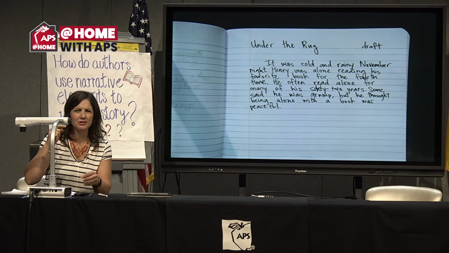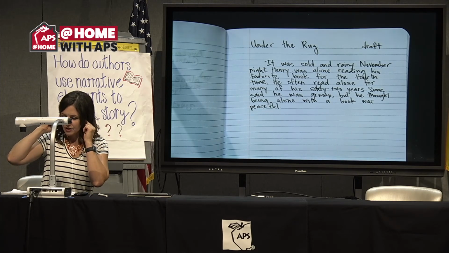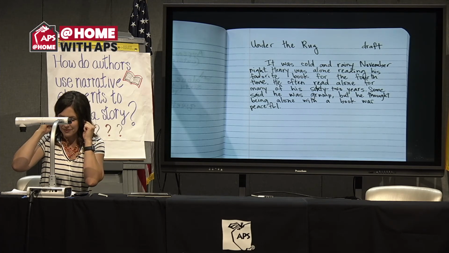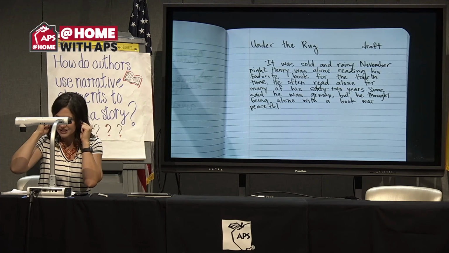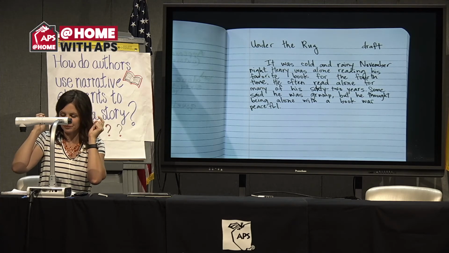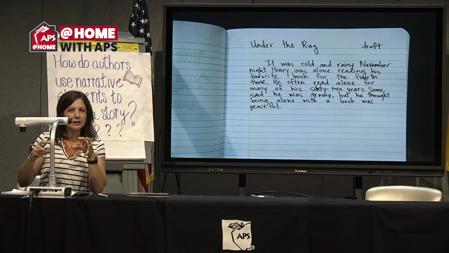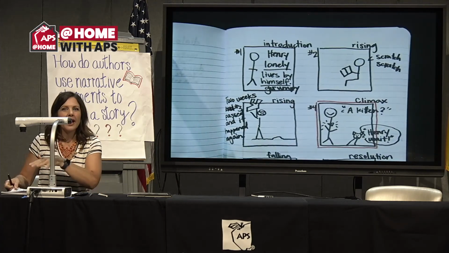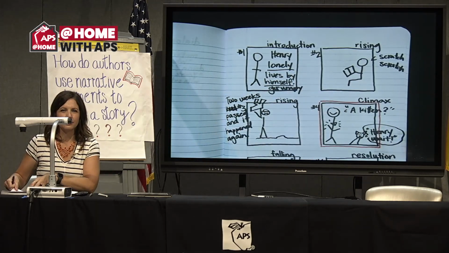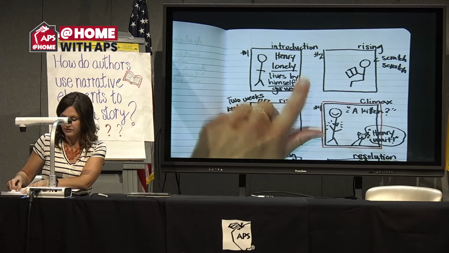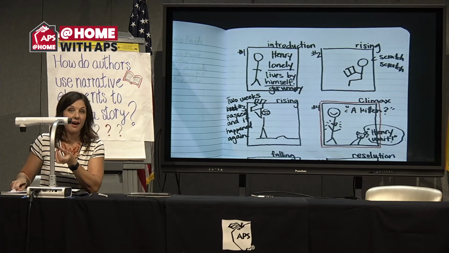It was a cold, let me use my magic headphones. It was a cold and rainy November night. Henry was alone reading his favorite book for the 4th time. He often read alone for many of his 62 years. Some said he was a grump, but he thought being alone with a book was peaceful. I think I'm telling you a lot about my character. So I'm going to look back. I keep turning back to my graphic organizer. I said the character Henry, lonely, lives by himself, a little grumpy, but I added some more.